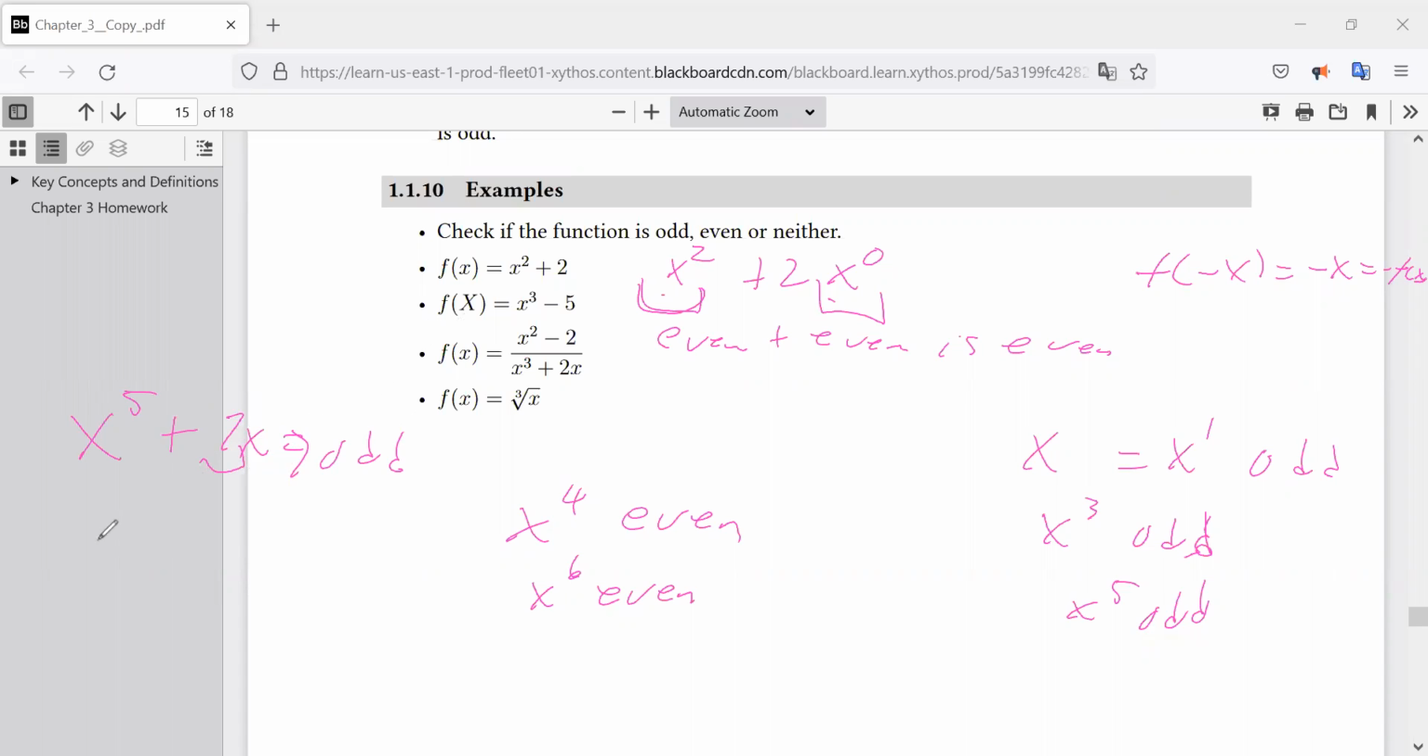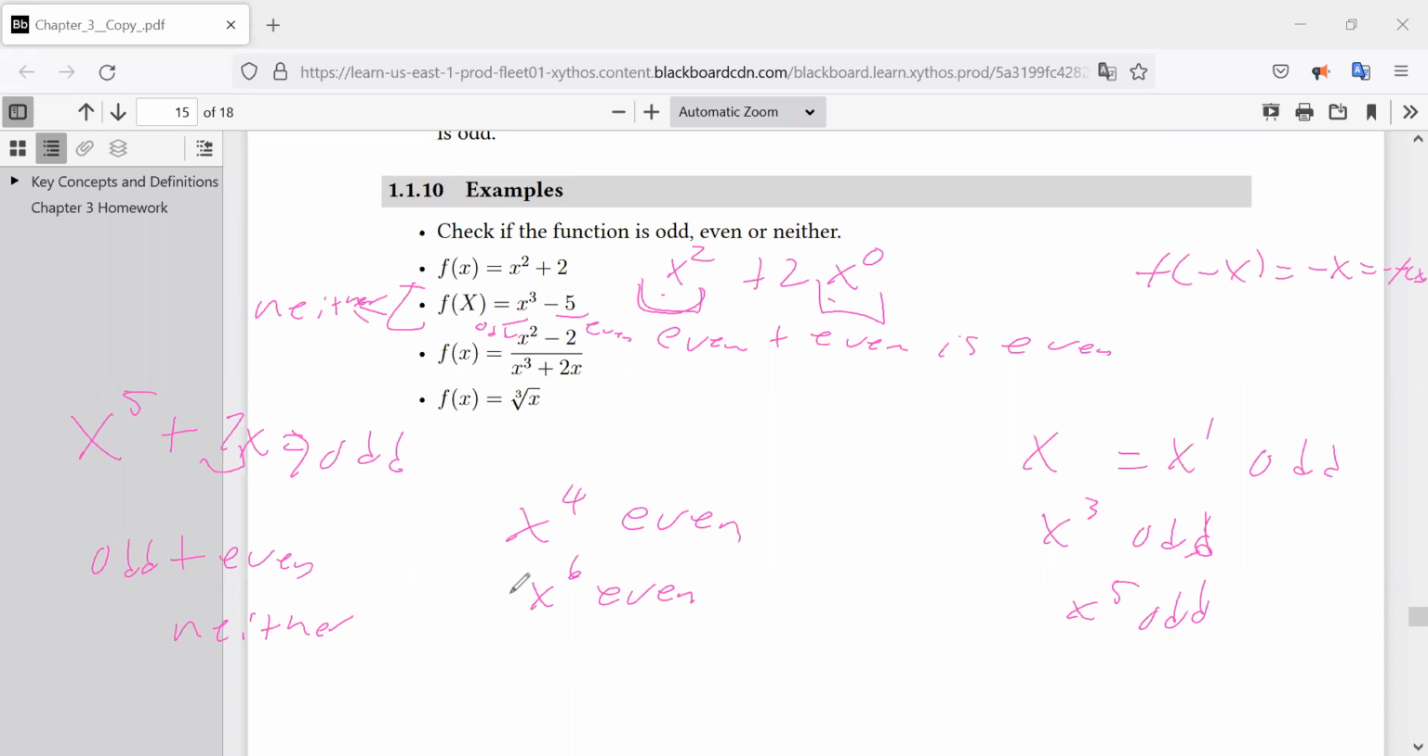But if you have odd plus even, that's neither. So that's what we see here. This right here is odd. This right here is even. And together it gives us a neither. Does that make sense? It does. Cool.